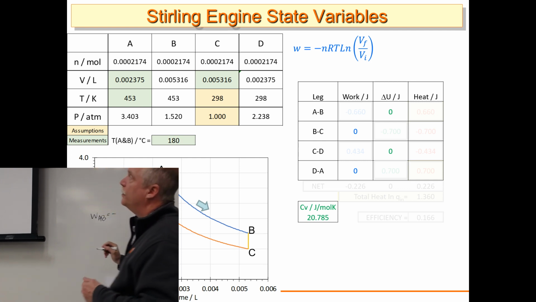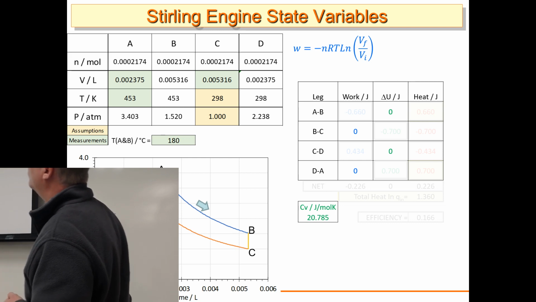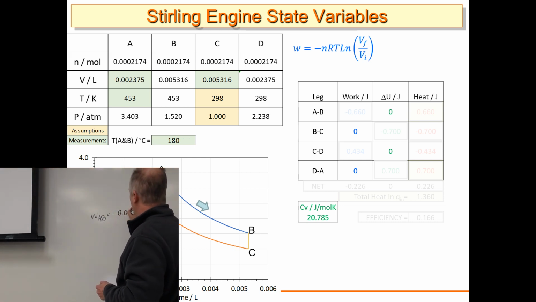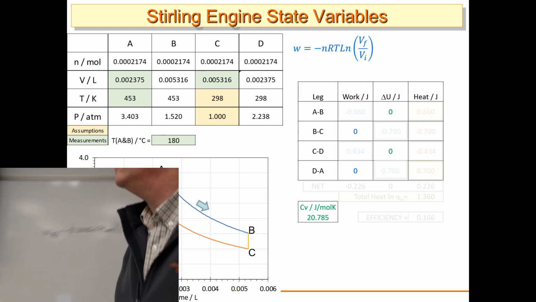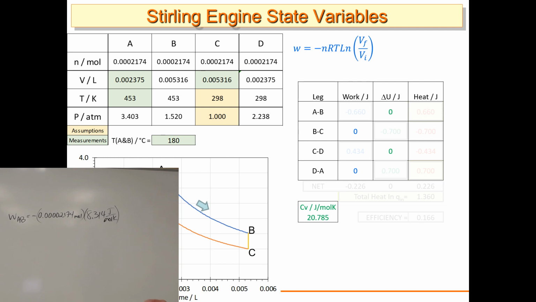So the number of moles we have up there at the top, 0.0002174. We have the gas constant, and the temperature. So what's the temperature for the AB leg? This is isothermal reversible expansion. Say it louder, please. Same temperature, 453 Kelvin. And that's all pretty straightforward.